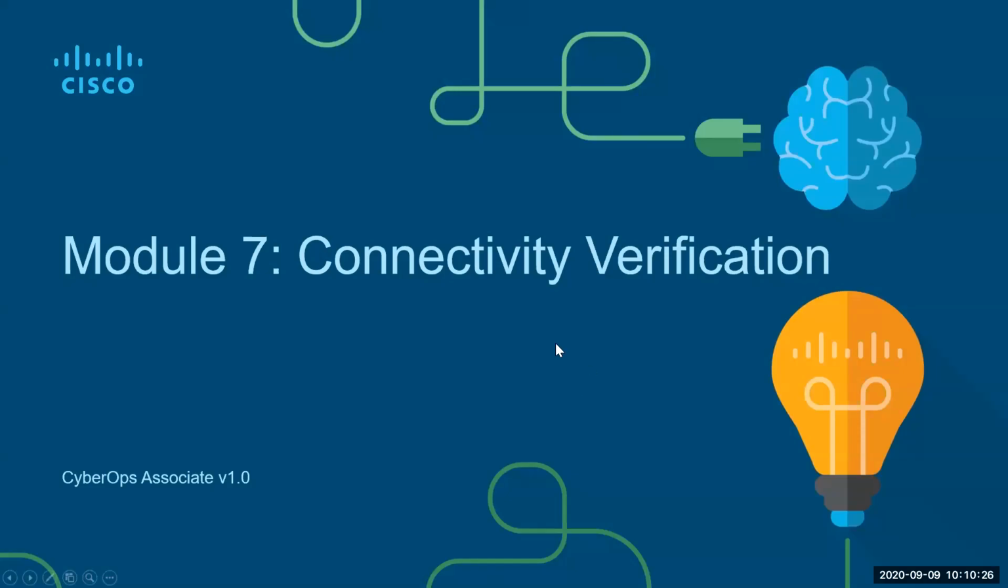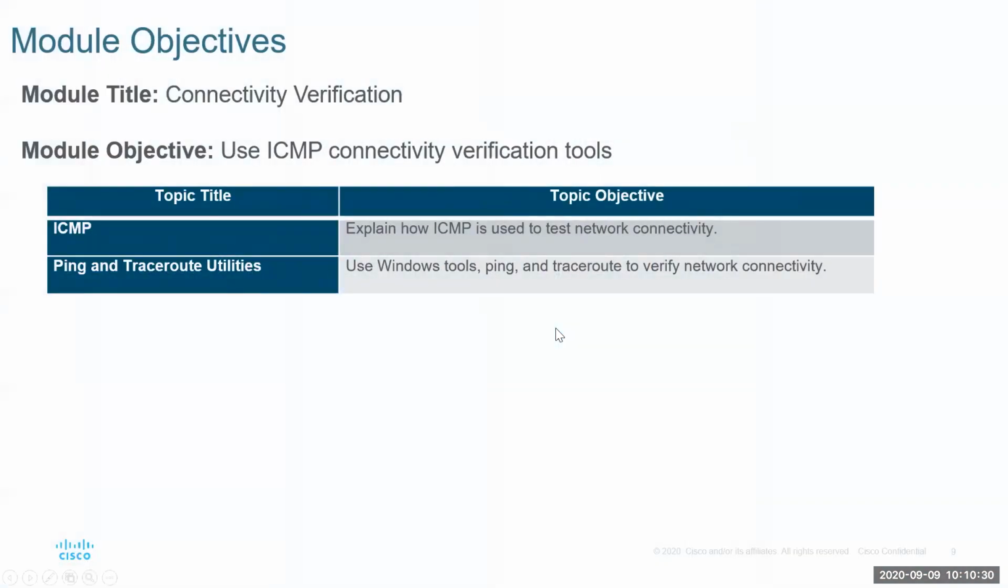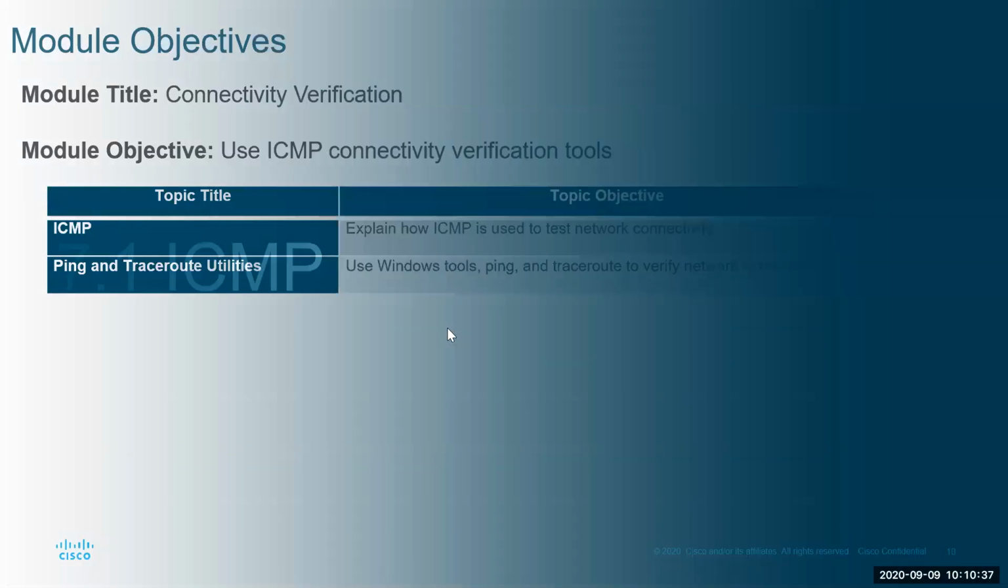All right, so the last section this week is going to talk about connectivity verification. This is typically using ICMP, or your ping and traceroute utilities. We've kind of mentioned those a little bit in the last two sections.